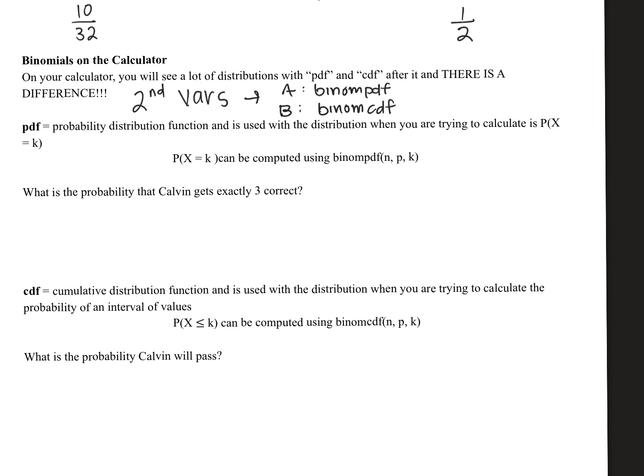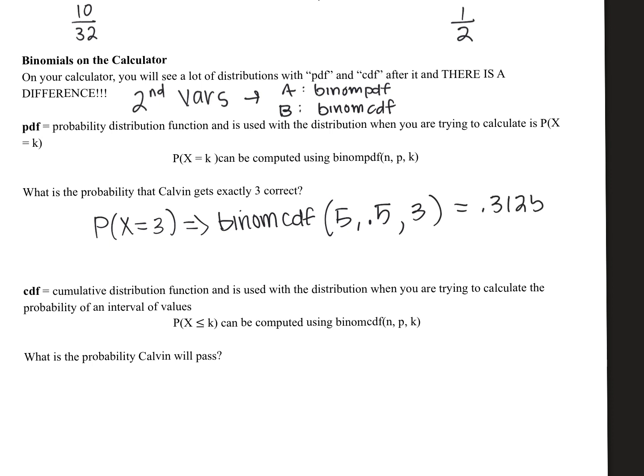Okay, so we could have done the exact problem we just did by hand using Binomial PDF. So let's do that with the probability that Calvin gets exactly 3 correct. So probability of x equals 3. On some of your calculators, it's going to look a bit different. It should be Binomial PDF, and then the first thing you need to put is n, your number of trials, then comma p, the probability of success, so 0.5 in this case, comma k, the number of successes, which is 3. And then you hit enter, and we got 0.3125. So even quicker than what we just did, but you have to know both ways because you will be asked to do it both ways.